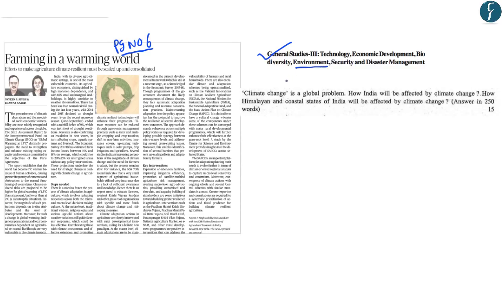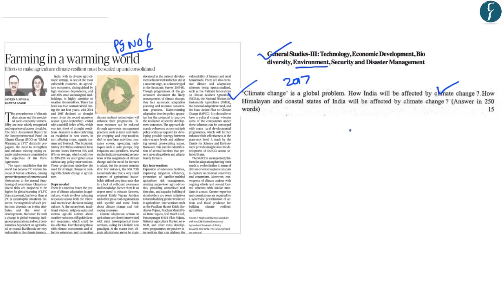Now if you go through the previous year questions in the year 2017, there was a question asked related to climate change and how India will be affected by the climate change. So in this line you can see that agriculture is one of the sectors which will be badly impacted by the climate change. So that is why this becomes important for us from exam point of view.